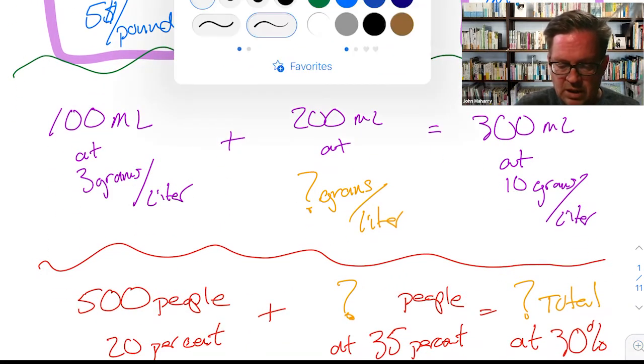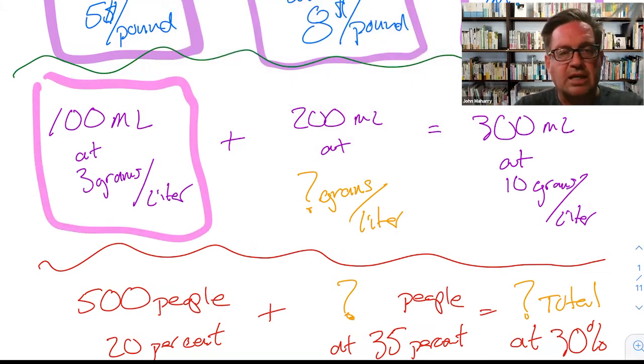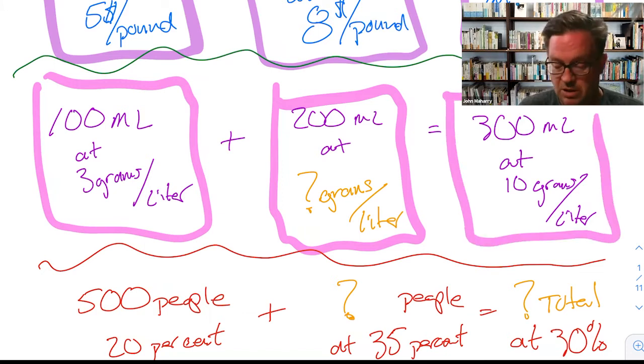Another example might be, let's say you're in chemistry and you have 100 milliliters of something that has 3 grams of sodium per liter. It's how much salt it has in it. And you've got 100 milliliters at 3 grams per liter, and you've got 200 milliliters of something, and you don't know how much salt is in that mixture. And when you add them all together, you have 300 milliliters, and that ends up having 10 grams per liter as its salinity, its amount of salt. How salty was the middle mixture? How do you solve that? So you're mixing two things that are at different rates, grams per liter. Above, you had dollars per pound.